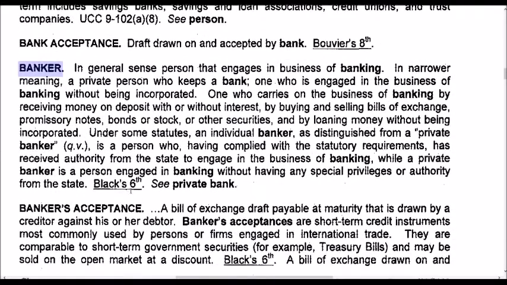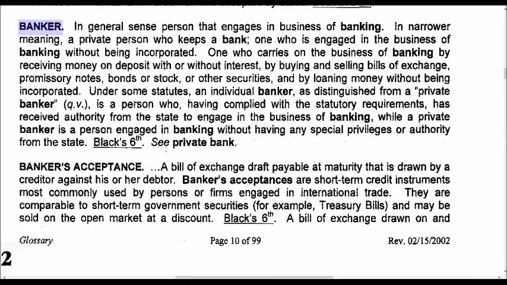Under some statutes, an individual banker, as distinguished from a private banker, is a person who, having complied with the statutory requirements, has received authority from the state to engage in the business of banking, while a private banker is a person engaged in banking without having any special privileges or authority from the state. Black's sixth. See private bank.